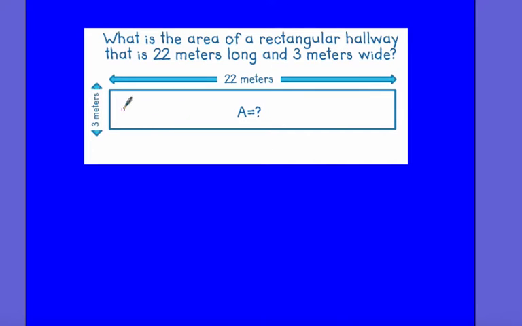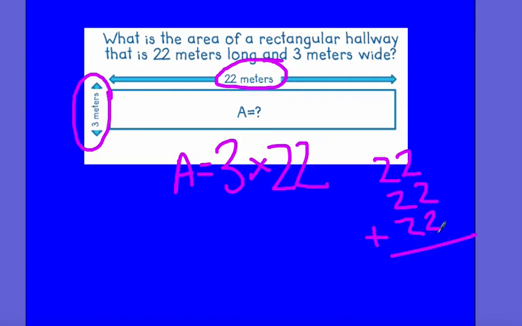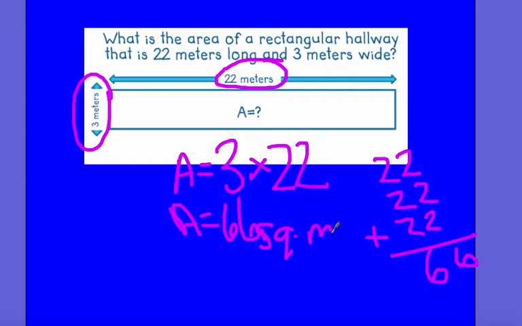Okay, let's try this one. We could do 3 times 22. So the area equals 3 times 22 because you're doing length times width. If I did 22, let's add it 3 times and that'll give me the same thing. So 66. So the area, 3 times 22, is 66 square meters.